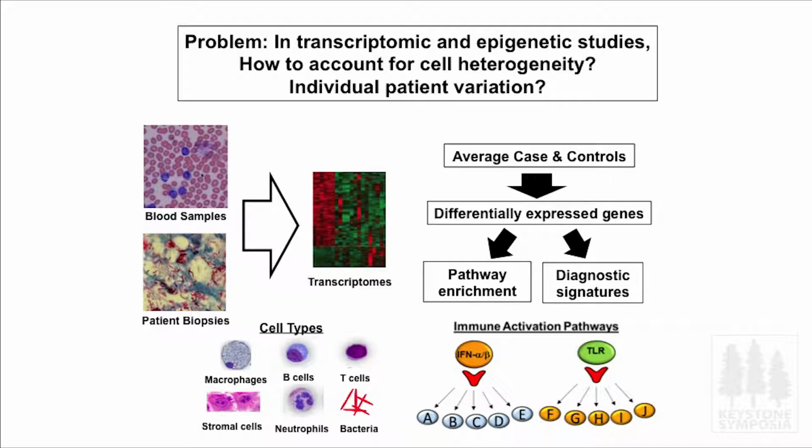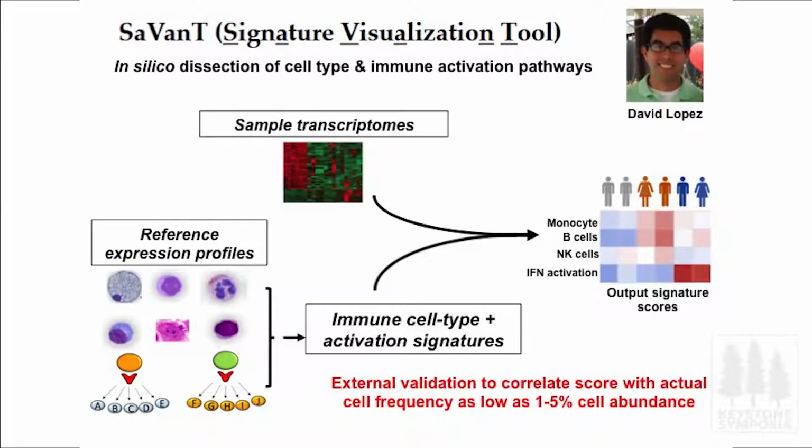And what we really want is these immune pathways. So the question is how to account for this cell heterogeneity and individual patient variation. Working with a graduate student, we developed a technique to dissect in silico the cell type and immune activation pathways within these samples. The basis of this is we extract immune cell type and activation gene signatures from reference profiles, and then measure those within the sample transcriptomes. What we get out is an individual score for each signature for each patient. So we get individual-level patient information about their immune status.